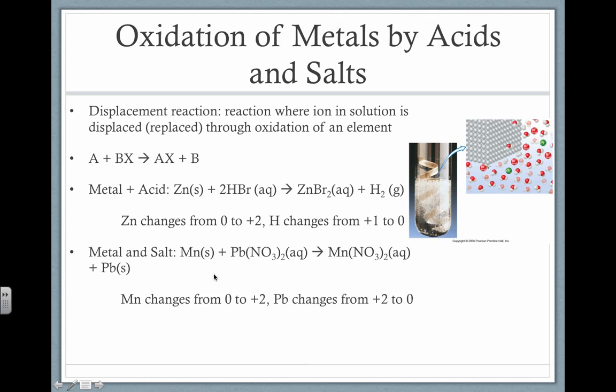We can also have metals and salts. In this case, manganese will replace lead, so the lead takes electrons away from manganese, resulting in manganese nitrate and lead. Manganese goes from 0 to +2. Lead is +2 because the nitrate is -1 in terms of its charge. Individually, oxygen would be -2 and the nitrogen would be +5, but it doesn't change as you go from left to right. So manganese increases, so it's oxidized, and the lead is reduced.